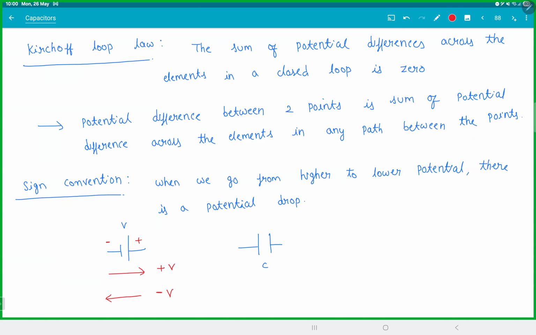You take a capacitor and let's say this plate is the positive plate and this plate is the negative plate. If you go from positive to negative plate, potential will decrease by Q by C, so minus. If you go from negative to positive plate, potential will increase, plus Q by C. Simple convention. Have a look at this.